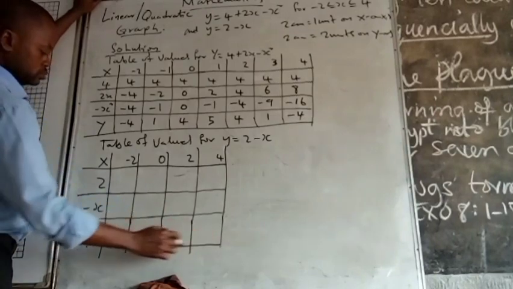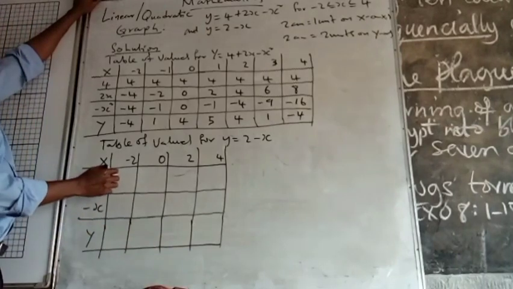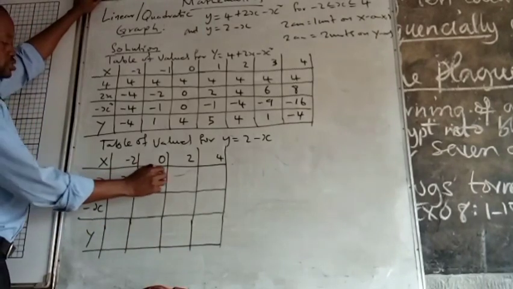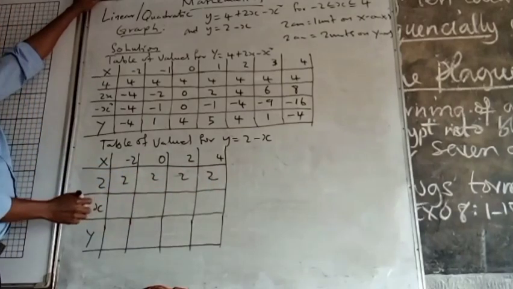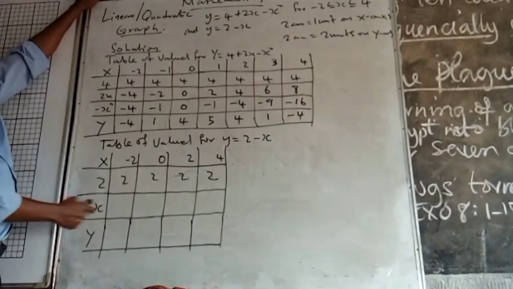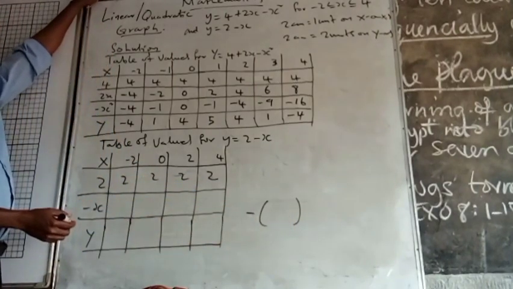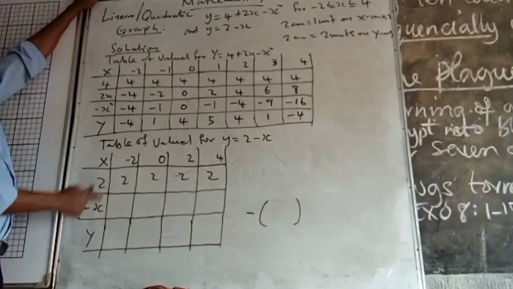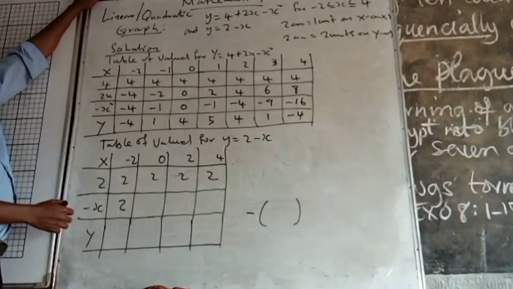Okay? So here we go. 2 is a constant, write it across. Then, what is the implication of this minus x here? Just like minus in bracket, whatever x is. You get it? So, minus into minus 2 will give us what? 2.